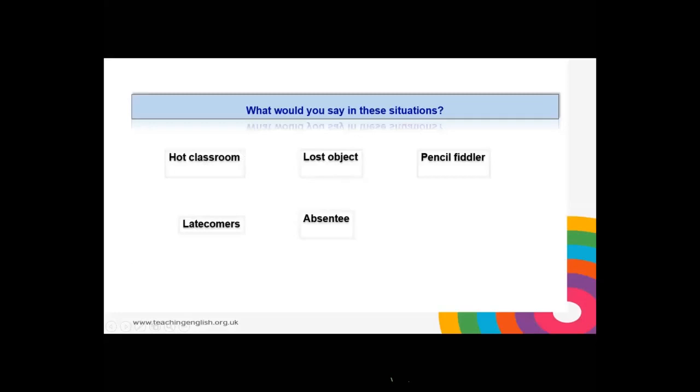So, can you make a conversation or WH questions using these words, or these keywords? What would you say in these situations, like the previous teachers? What are you going to say when the classroom is hot? What are you going to say to them? I want a sentence.